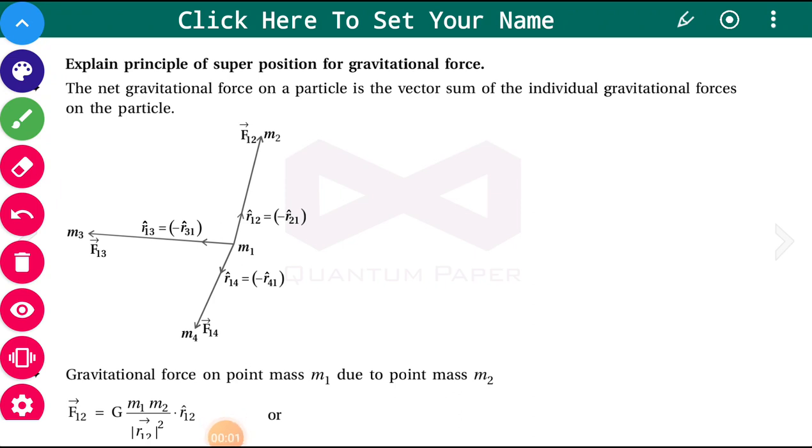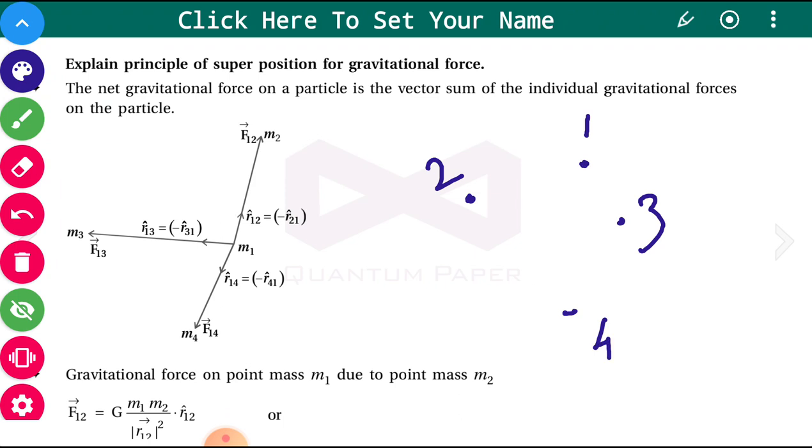Today we shall discuss the principle of superposition for gravitational force. Try to understand the concept first of all. Say, for example, you have three particles, or say four particles. This is your first particle, this is the second particle, third particle, and fourth particle.